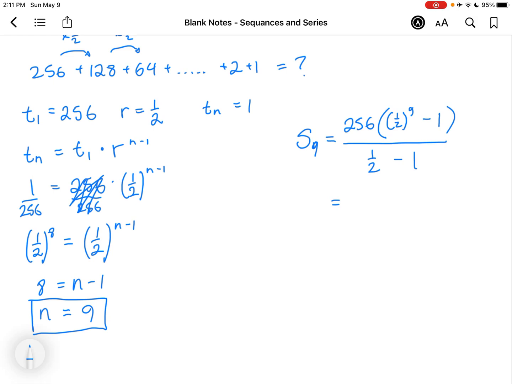And let's work out what this is. So 1/2 to the power 9 minus 1 times 256. So in the numerator, I'm getting negative 255.5 over, in the denominator, 1/2 minus 1 is negative 0.5, right? So the negatives cancel out. So it doesn't matter really what version of the formula you use. And when I divide, I get 511 games.